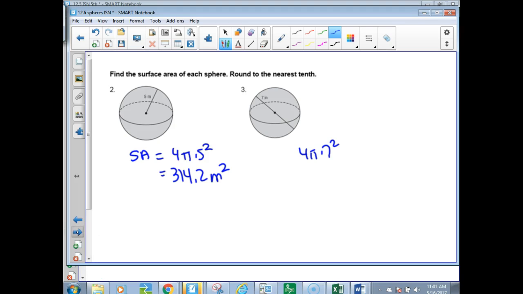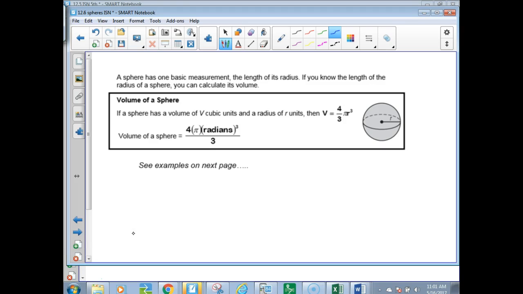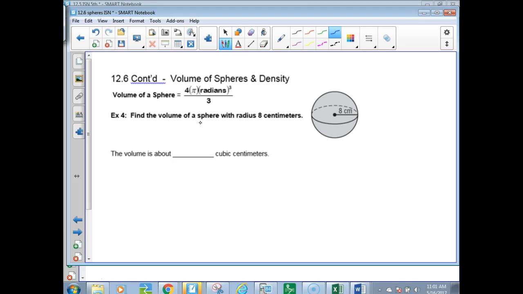Let's move on. So this is the one you're going to have to do on the final. You're going to be using this formula, which is 4 pi times the radius cubed divided by 3. I guess there was a typo here. I didn't catch that before I printed it. It's not radians, you need radius. Radians have something to do with circles, but I don't want to get into that. So 4 pi times the radius cubed divided by 3. So here we go with an example of that. Find the volume of a sphere with a radius of 8 centimeters.